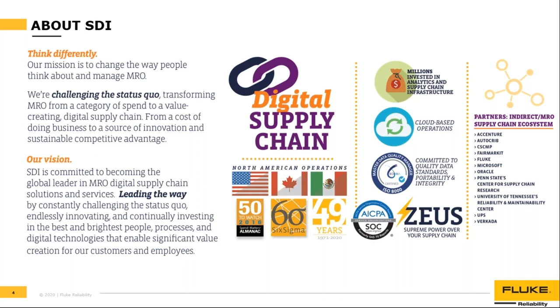Next year will be our 50-year anniversary. We focus a lot on our partnerships. Just to name a few, we've already mentioned Fluke, but also Accenture, and AutoCrib, an industrial vending partner that we work with. Penn State Center for Supply Chain Research, University of Tennessee Reliability and Maintenance Center is one, and Verkada is a virtual camera system that helps us do secure storage management basically 24/7.